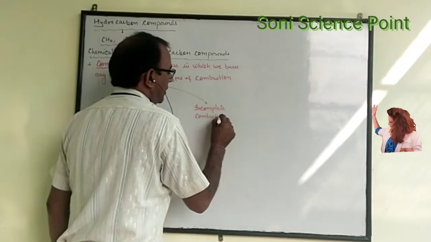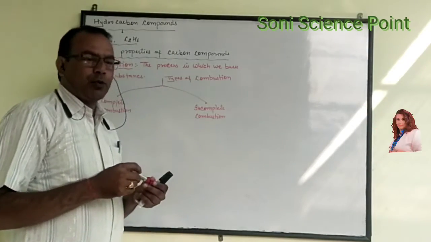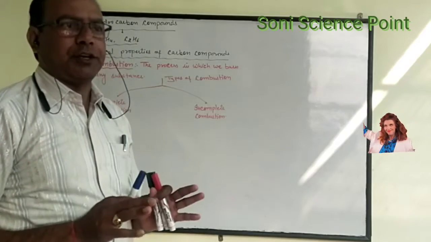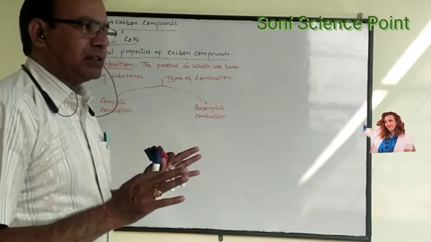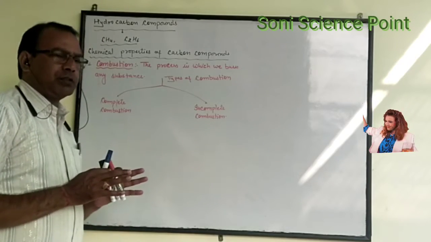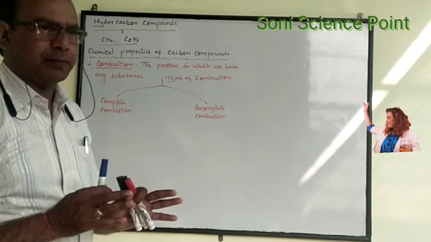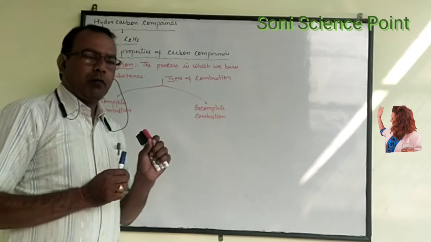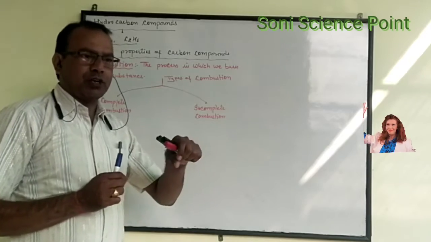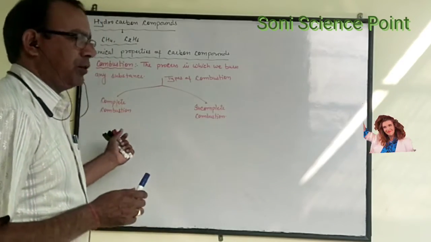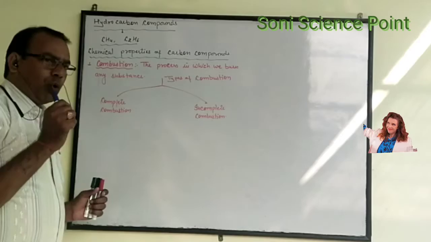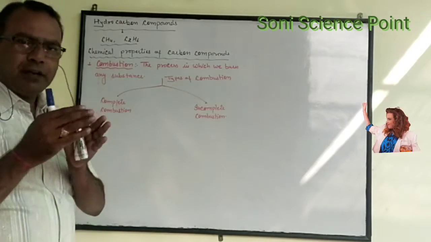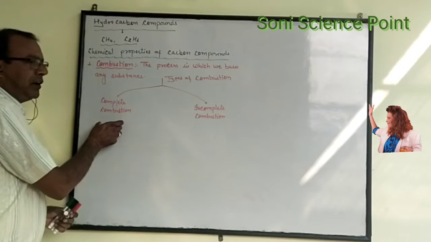Complete combustion. We have already discussed that hydrocarbon compounds are of two types: saturated and unsaturated. Whenever we burn saturated hydrocarbon compounds in a sufficient amount of oxygen, they produce carbon dioxide and water. It means hydrogen is oxidized with oxygen and produces water, and there are no residues. No residues are left after burning of the fuel. That is called complete combustion.